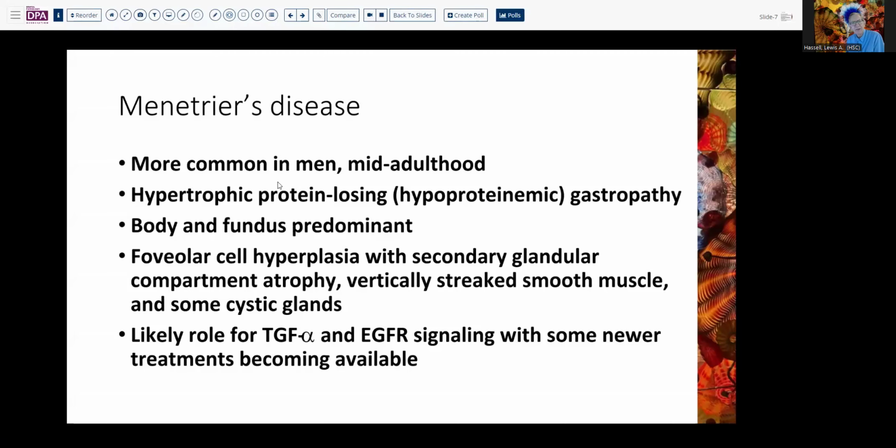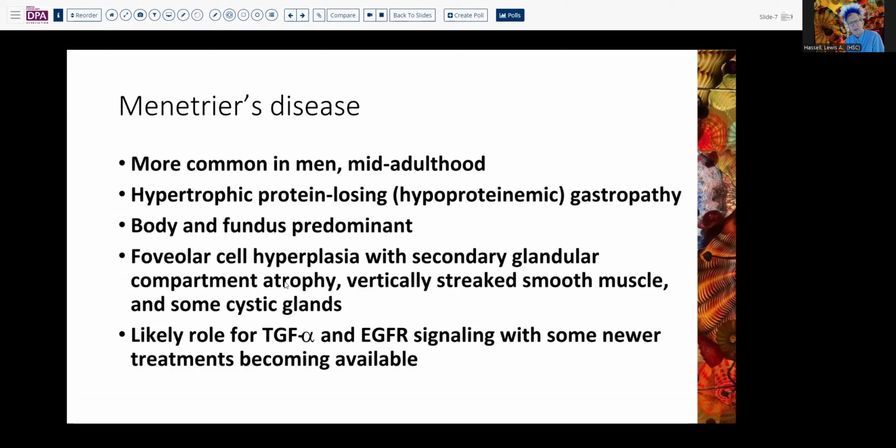Well, it's usually found in men in their mid-adult years. It's a very hypertrophic and protein-losing gastropathy that involves the body and fundus predominantly. It's marked by tremendous foveolar hyperplasia and then a relative amount of oxyntic mucosal atrophy, some vertically streaked smooth muscle getting pulled up into the mucosa, as we've indicated.